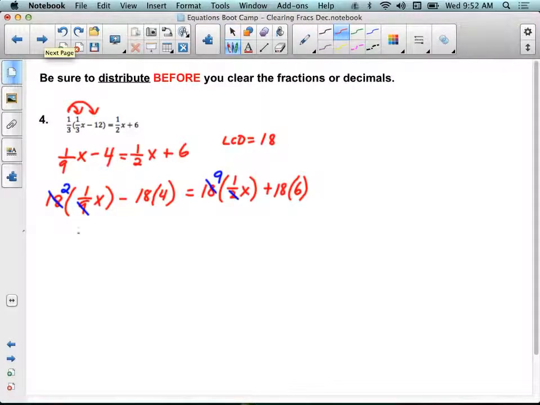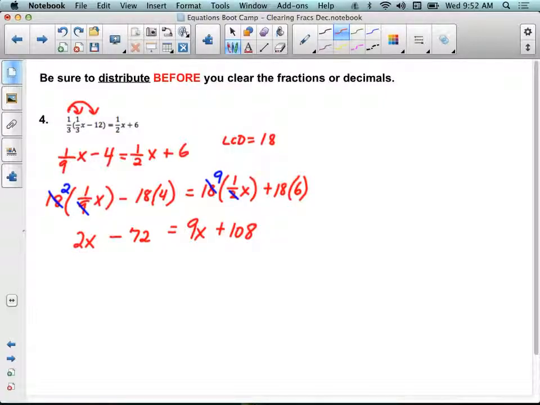2 times 1x is 2x. 40 plus 32 is 72. 9 times 1x is 9x. And I'm going to multiply 18 times 6, that's 60 plus 48, that would be 108.